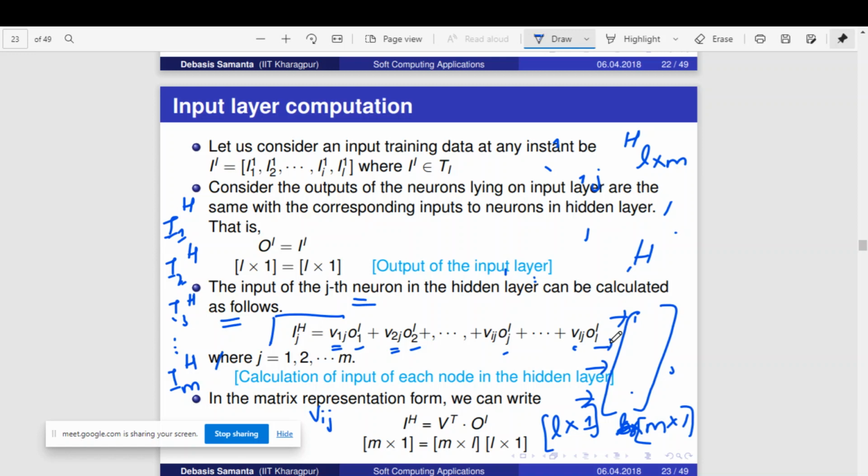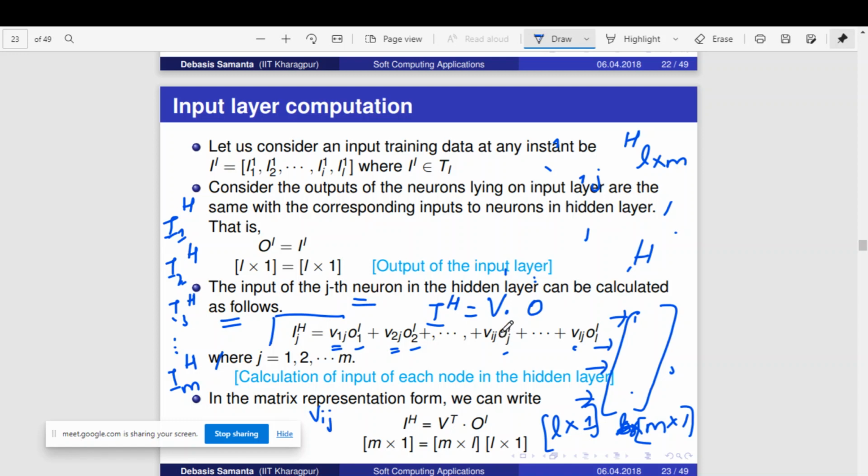M cross 1. Similarly, the size of all the outputs of the input layer is L cross 1. So basically this equation can be simply written something like this: IH is equal to V into O, right?